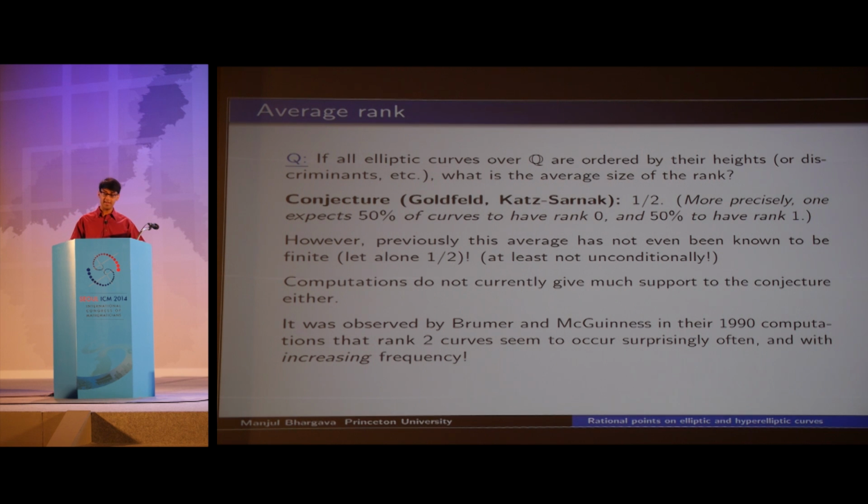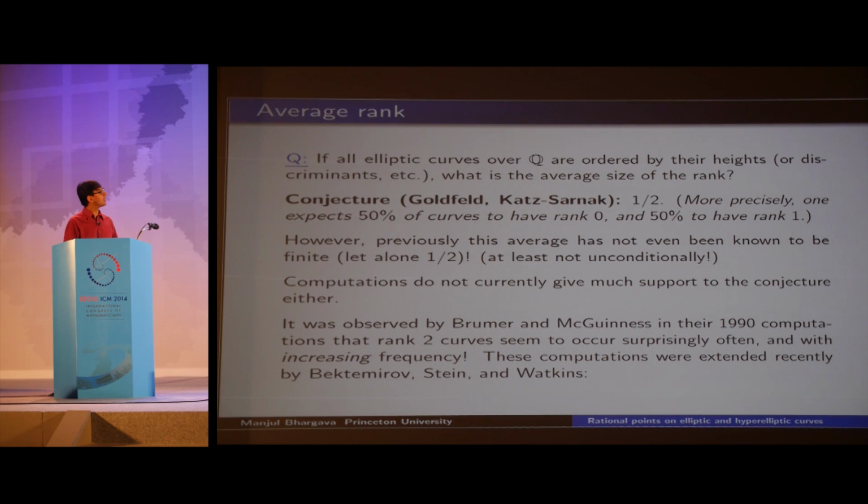It was observed in the 1990 computations of Brumer and McGinnis that as they computed more and more elliptic curves of larger and larger height and computed their ranks, they were finding that rank 2 curves were occurring with increasing frequency. They were recurring surprisingly often and with increasing frequency. The conjecture says that they should occur 0% of the time. And these computations were recently extended by Bektemirov, Stein, and Watkins. And so here's a picture I got from them.